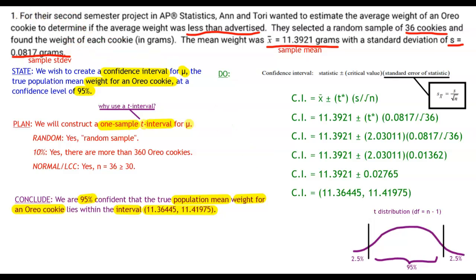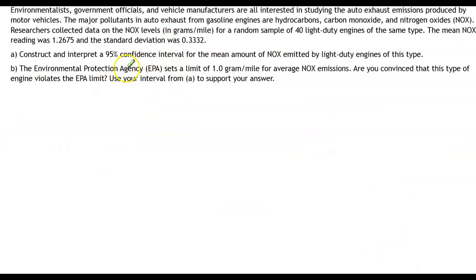If you want more practice on this, I have one more thing that you could try. This is a problem that also is from the textbook. We have a problem about NOx levels. You can try this problem out. Pause the video right now, try this problem just the same way that we did the previous problem, and then come back to see if you got it right. I'll show you the entire answer all at once.